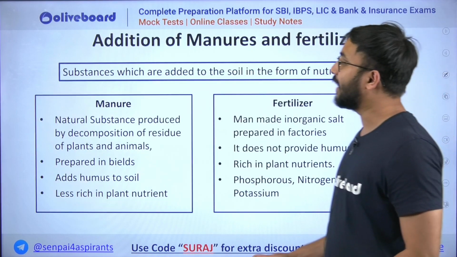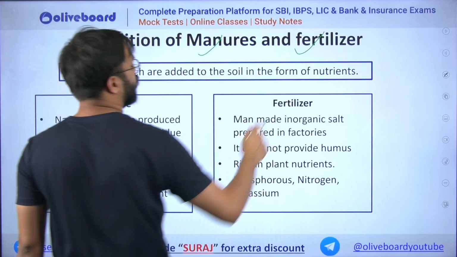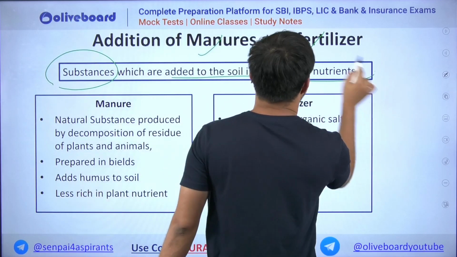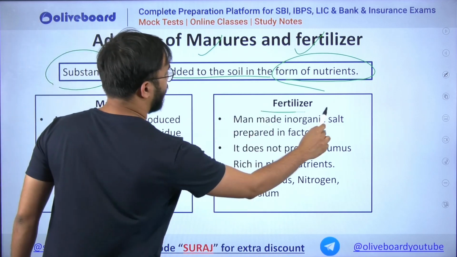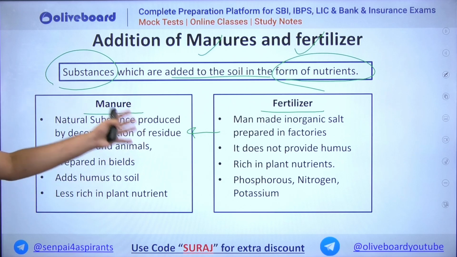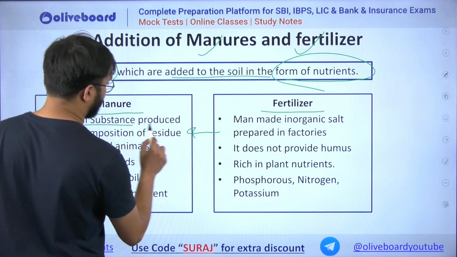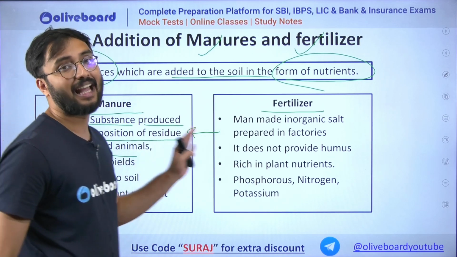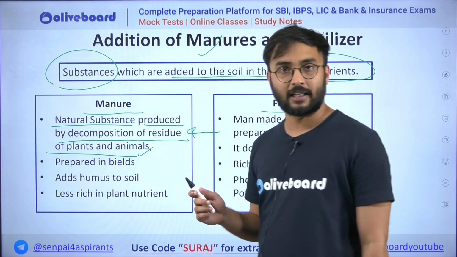Okay. Then it's the addition of manures. We all know manures as well as fertilizers. What are these? These are the substances which are added to the soil in the form of nutrients. Generally, manures and fertilizers are of two distinct types, and these are differentiated as follows. Manures are generally natural substances produced by decomposition of residue of plants and animals. For example, cow dung, and the urine of animals.